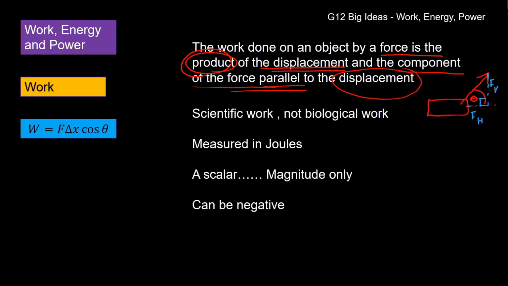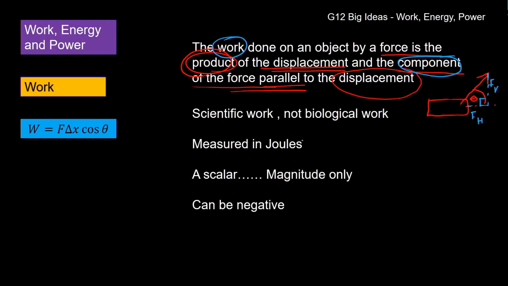Okay, so when we're talking about components, it might be one of these components, a vertical component, horizontal component, or if we're on a slope, it might be the parallel component and the perpendicular component. Okay, this work that is done is measured in joules. It is a scalar quantity, so it means that it is magnitude only.